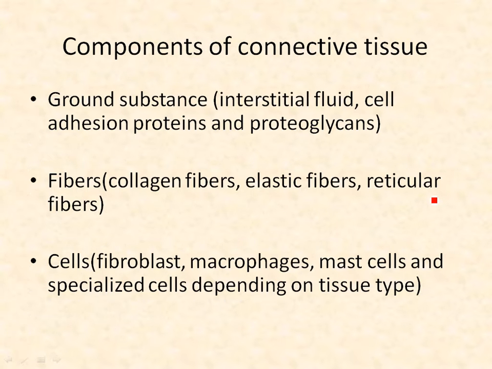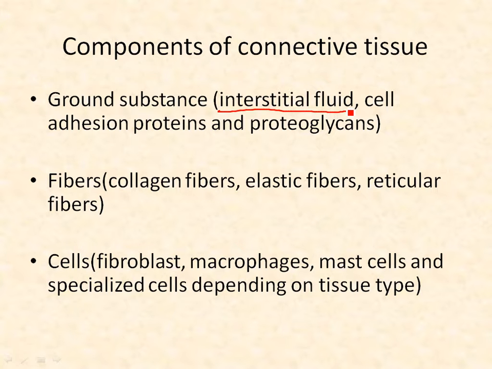What are the components of connective tissue? There are three components of a connective tissue. The ground substance or the extracellular matrix. It is primarily made up of interstitial fluid, which is different for different connective tissues. For example, the interstitial fluid can be very liquidy, or it can be rock-like hardness, so therefore there is very little interstitial fluid.